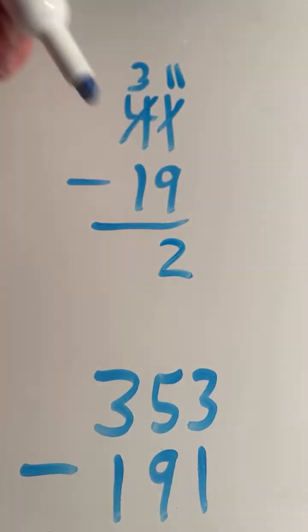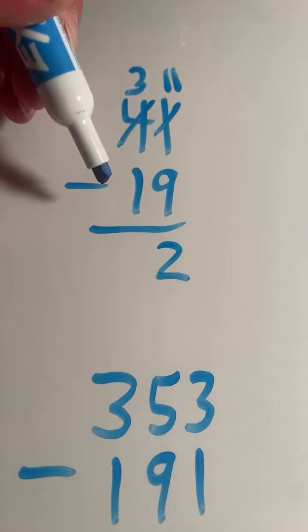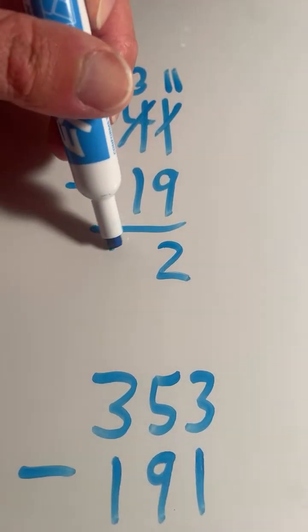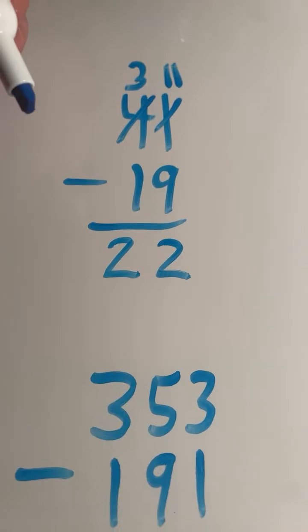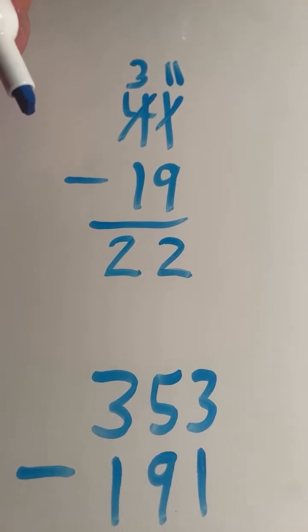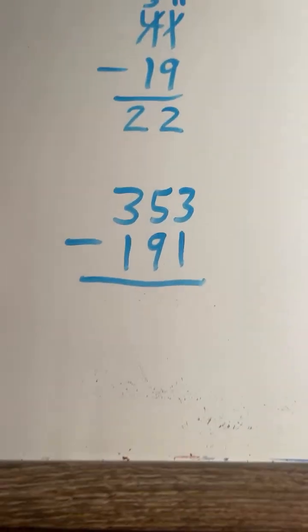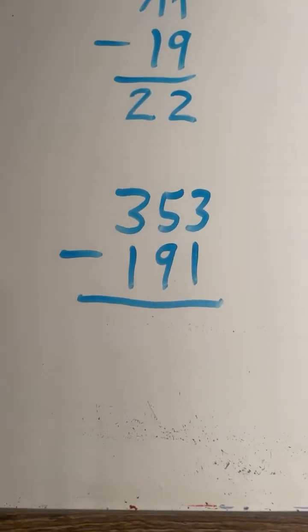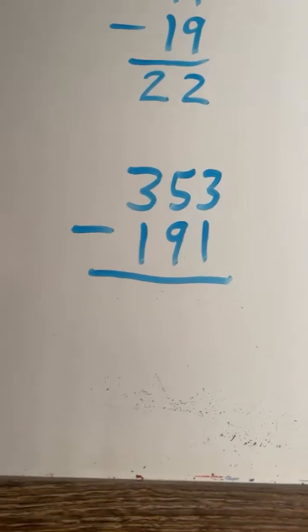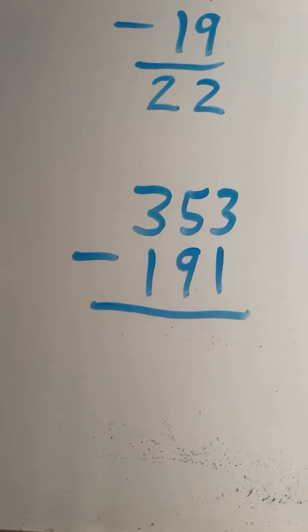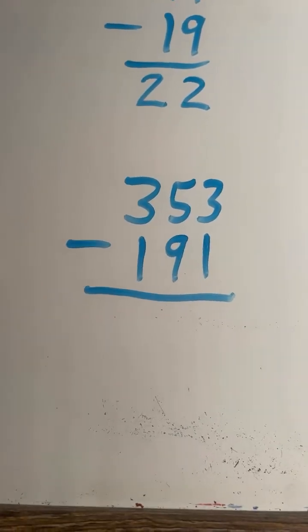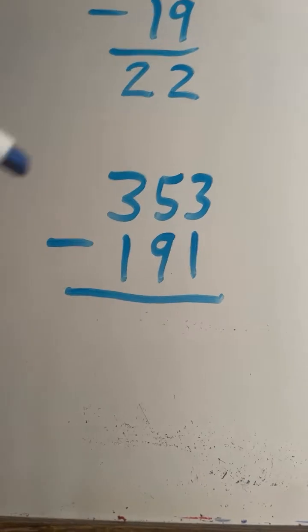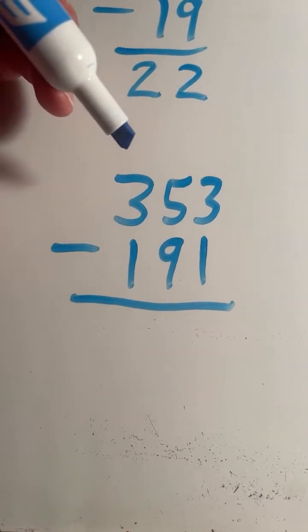11 minus 9 equals 2. 3 minus 1 equals 2. And we have our final answer. 41 minus 19 equals 22. 3-digit, same thing. We regroup whenever there is a bottom digit that is bigger than the top digit. We do our regrouping before we do any subtraction.